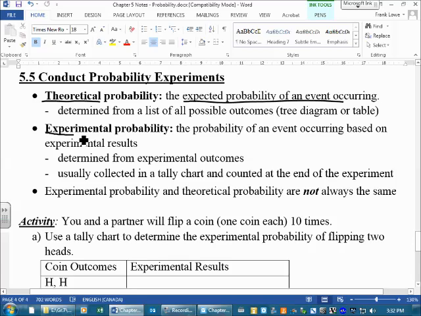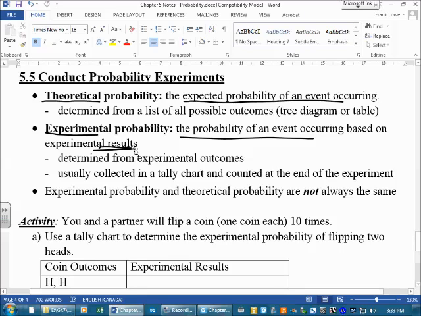Experimental probability, though, is when you actually do the experiment and then look at the results. Okay, so it's very practical. So theory is an idea, what you think or what's expected. Experimental is the actual probability of an event happening. Okay, and it's based on results. It's based on what's actually occurred.